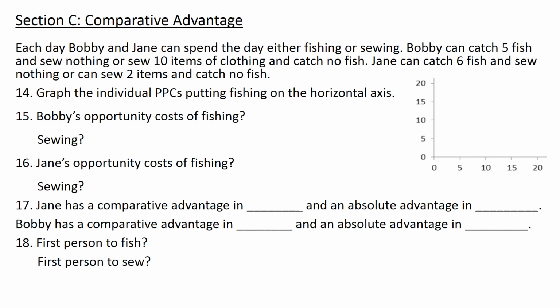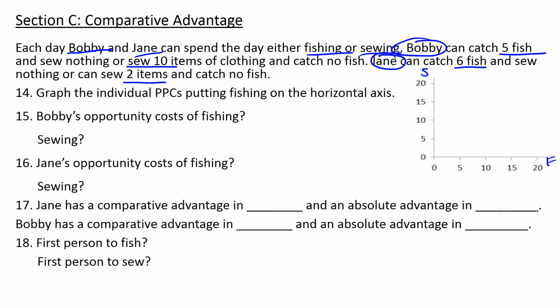So in this question, we have Bobby and Jane, and they can fish or sew. Bobby can catch 5 fish and sew nothing, or sew 10 items and catch nothing. Jane can catch 6 fish or can sew 2 items. So those are Jane's options. We're going to graph them on our axis, and it says we need to put fish on the horizontal. So fish are down here and sewing is up here.